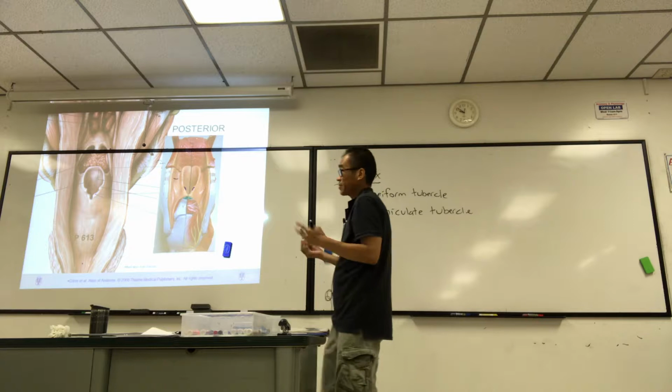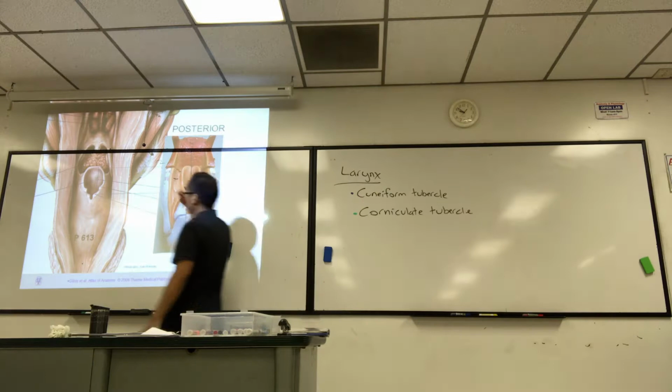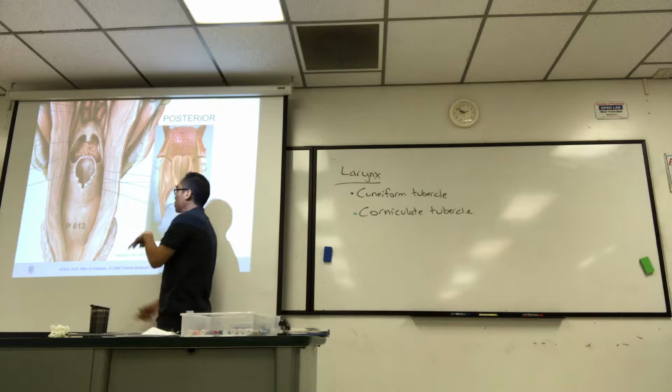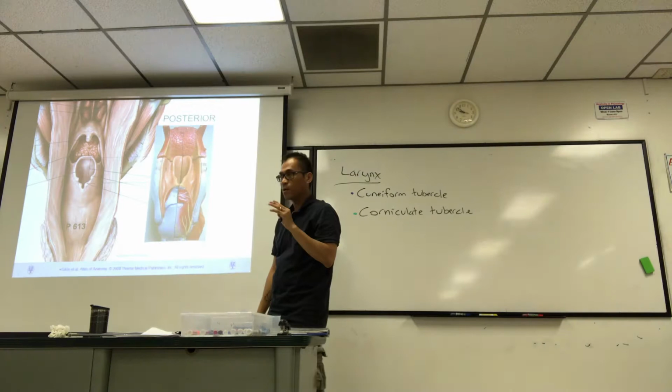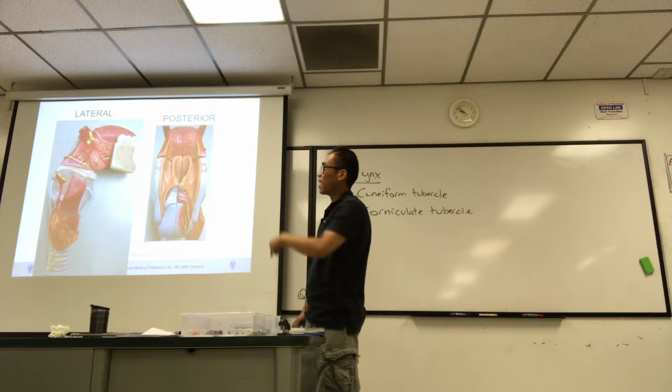They're on your study guide. Also, posteriorly, we could see, well, let me use other pictures to teach you. We'll continue on in a second. For this one, I put this slide in just to point out the two little bumps: corniculate and cuneiform tubercles. Associate those with the larynx and be able to identify those. So here's a side view of that model that's in the room. It's over there. Let me show you.